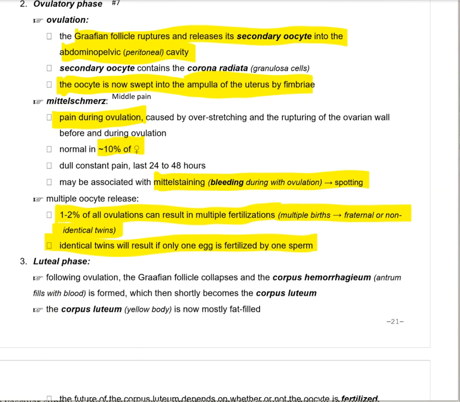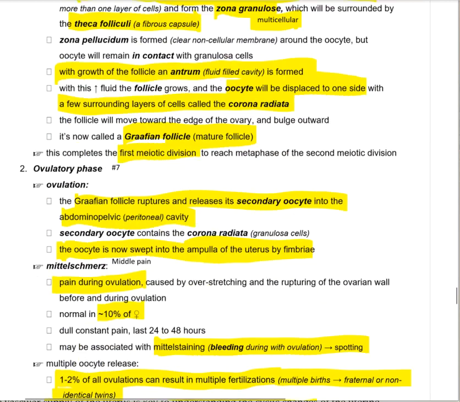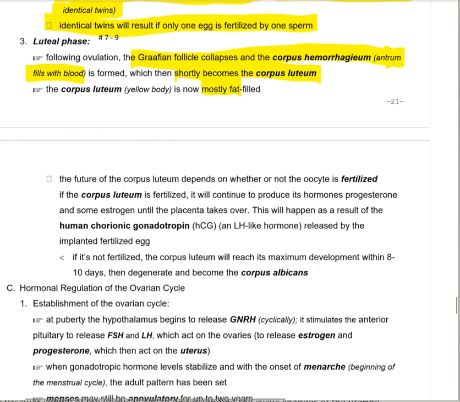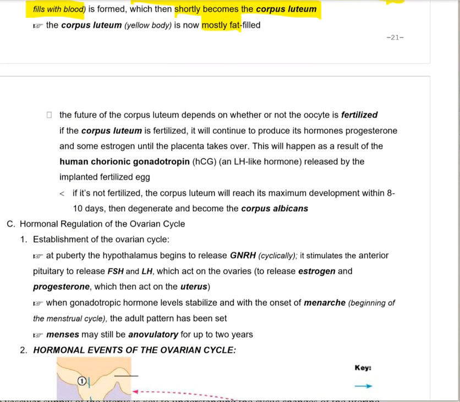All right. Now, our last phase, the luteal phase, is, I'm going to write 7 through 9 because it starts immediately after 7, or during 7, and then continues through these last couple steps. So following ovulation, the Graafian follicle collapses, and it changes its name to the corpus hemorrhagicum, and the hemorrhage part makes you think because the antrum fills with blood, and then shortly afterwards it becomes the corpus luteum, and the corpus luteum is mostly fat-filled. It's now mostly fat, right? Now, what will happen to the corpus luteum is going to depend on whether or not the oocyte is fertilized.